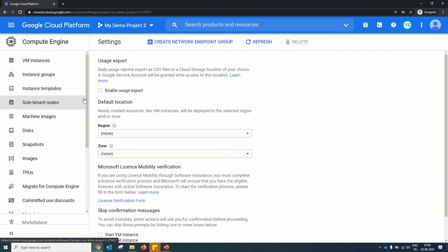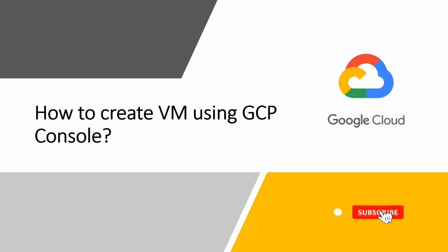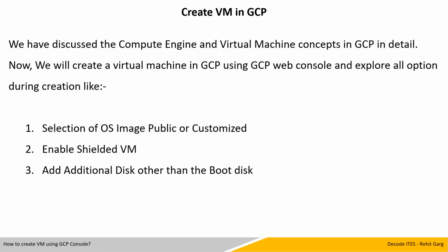We will be exploring how to create VM instance, how to create disk, how to take a snapshot in upcoming chapters. Today we will go through the steps of creating virtual machine using GCP console page. Create VM in GCP. We have discussed the compute engine and virtual machine concepts in GCP in detail. Now we will create a virtual machine in GCP using GCP Web Console and explore all options available during creation like selection of OS image, public or customized, enable or disable Shielded VM concept, add additional non-boot disk with the machine.